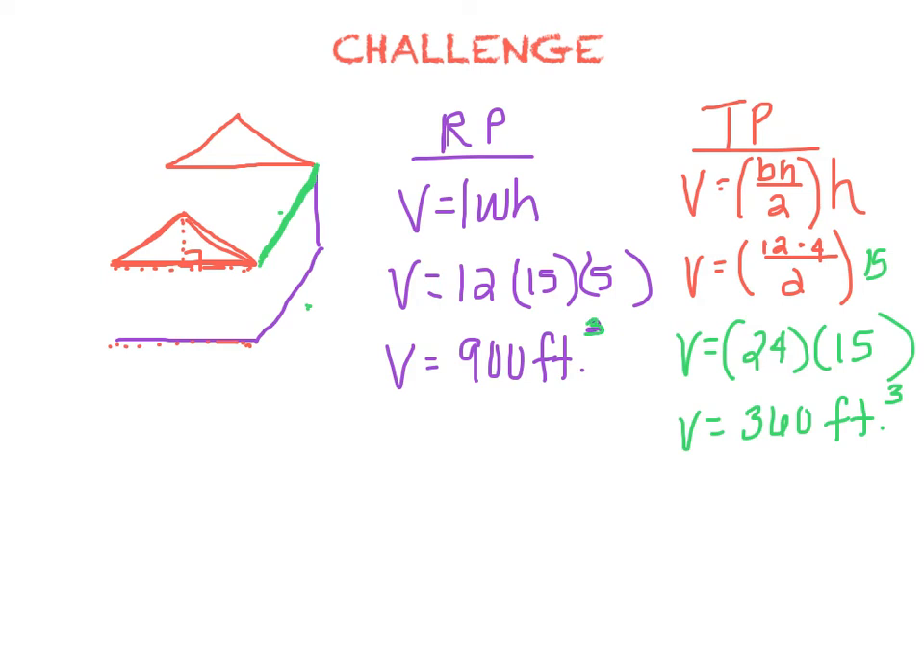So since the house is both of them put together, I just need to add 900 plus 360, and I get a total volume of 1,260 cubic feet. Awesome job if you got that one correct.